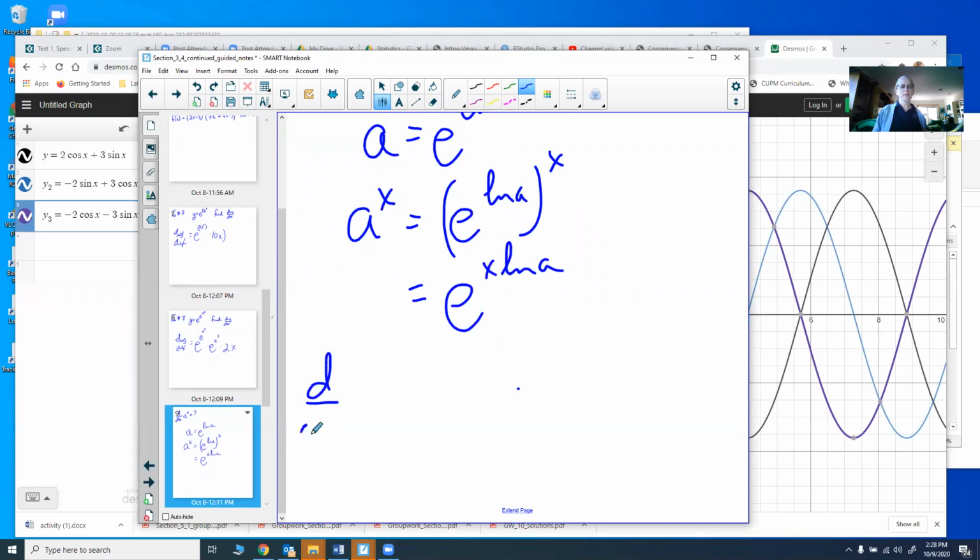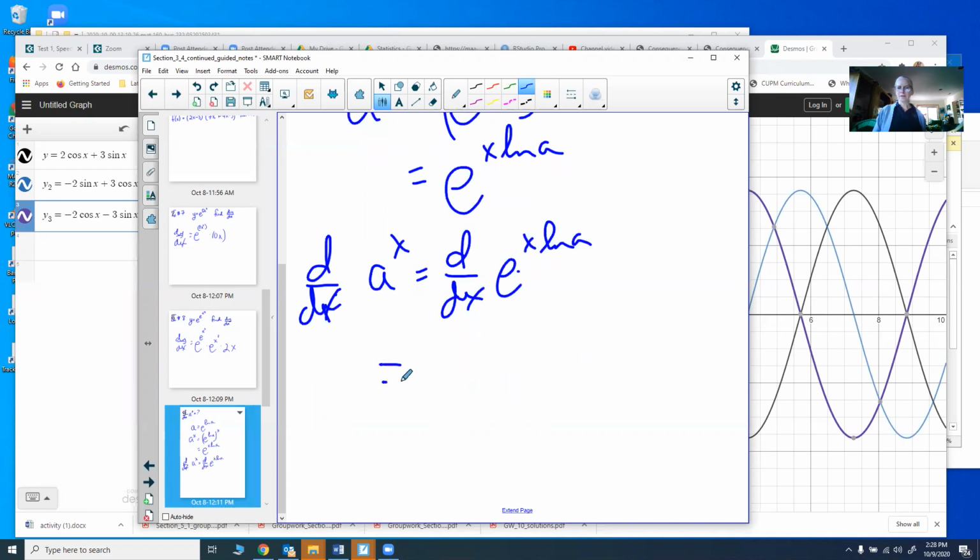So then when we go to do the derivative of a to the x, that's going to be the derivative of e to the x natural log of a. And the derivative of e to a power is e to a power times the derivative of the power. And the derivative of x times natural log of a: natural log of a is just a constant. So the derivative of x times natural log of a is just the natural log of a. It'd be kind of like having 3x. The derivative of 3x is just 3. So the derivative of x natural log of a is just natural log of a.